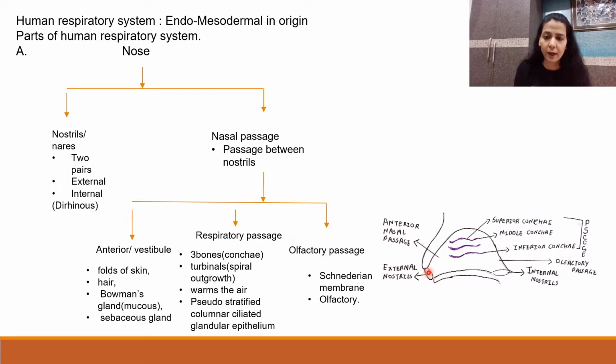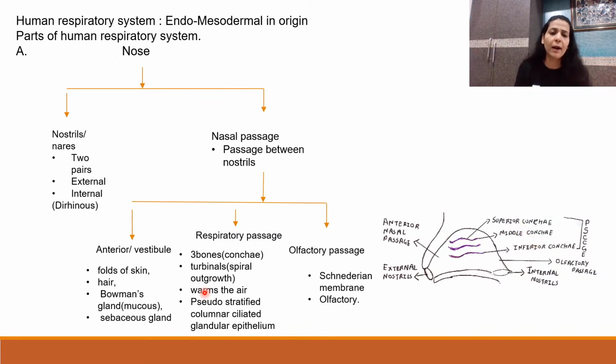So what happens? While passing through this particular region, the air encounters three bones. Those bones are known as conchae. Where are they present? In the respiratory passage of the nasal passage or nasal cavity. These three bones are the superior concha, the one present on top, the middle concha and the inferior concha. About these conchae, you will learn more in the topic locomotion and movement. They are described very well over there. But this is the place where they are present. So the respiratory passage has three bones known as conchae: superior, middle and inferior.